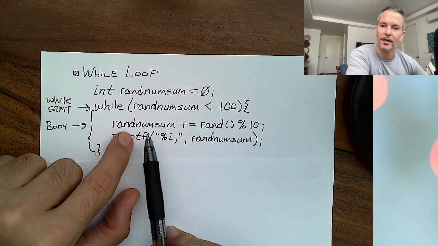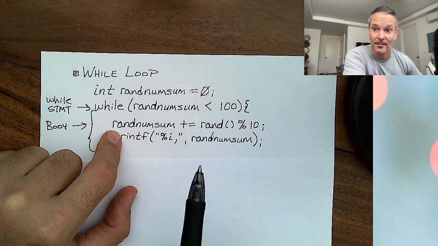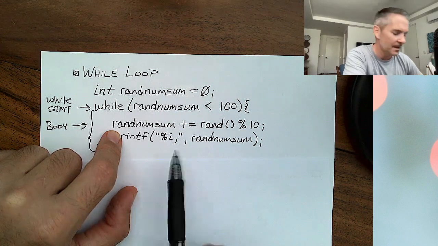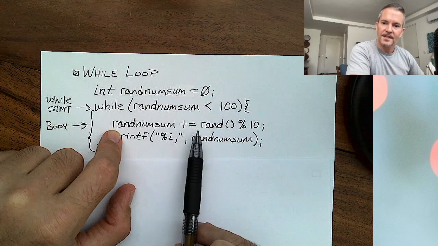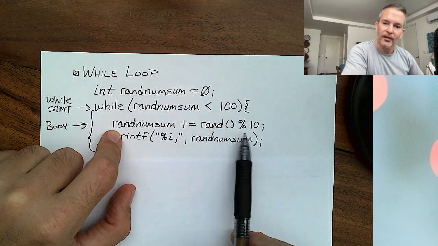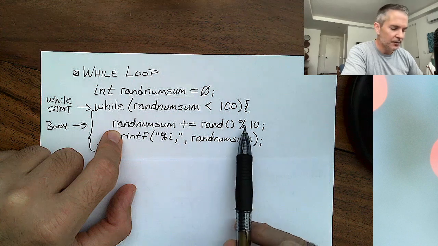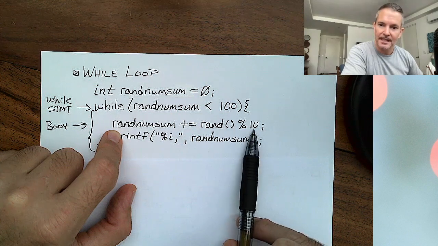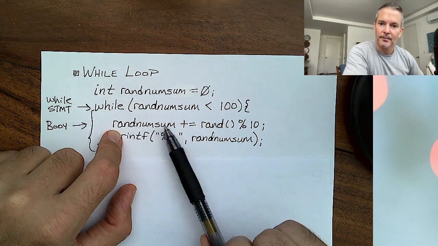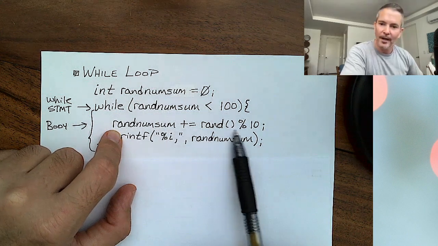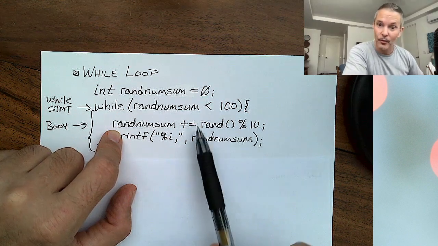Now look at what I'm doing here. I use this to give you a good example of when you might use a while statement instead of a for statement. So what I'm saying here is random number sum plus equals, I'm calling a function that's called the random function. I'm doing a modulo operation by 10. So I'm going to increase the value of random number sum by whatever value this evaluates to.